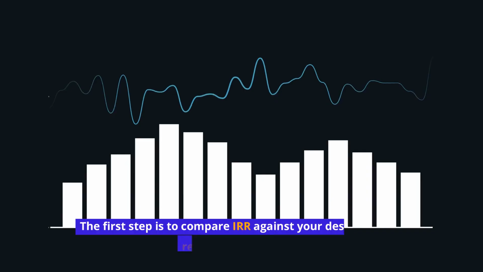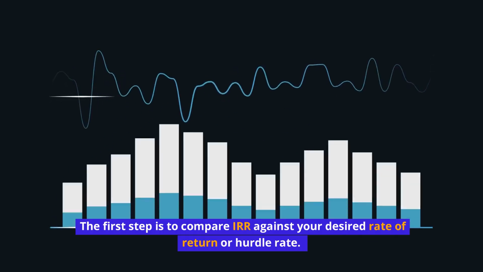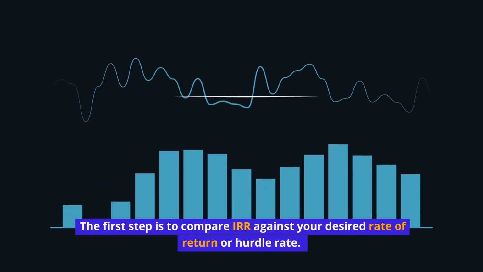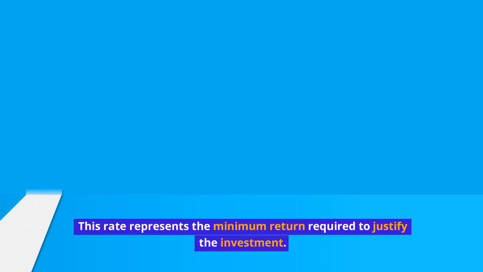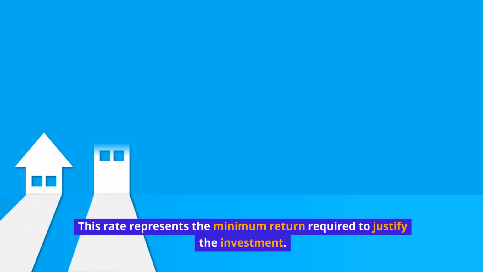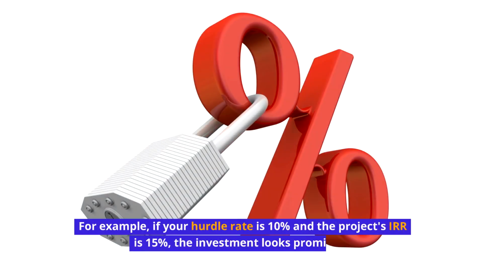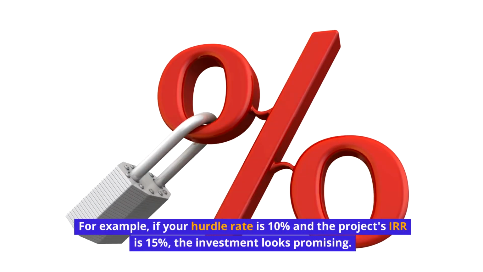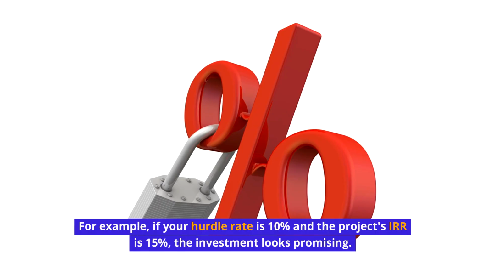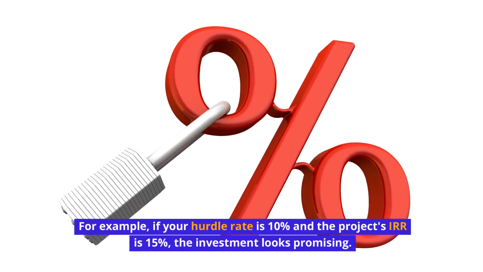Set a benchmark. The first step is to compare IRR against your desired rate of return or hurdle rate. This rate represents the minimum return required to justify the investment. For example, if your hurdle rate is 10% and the project's IRR is 15%, the investment looks promising.